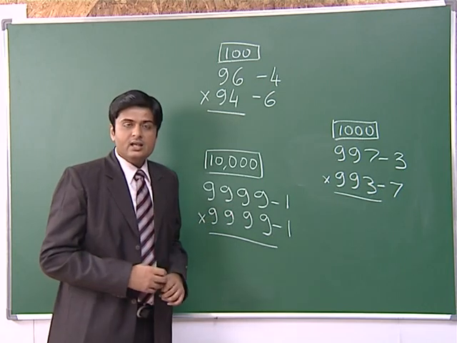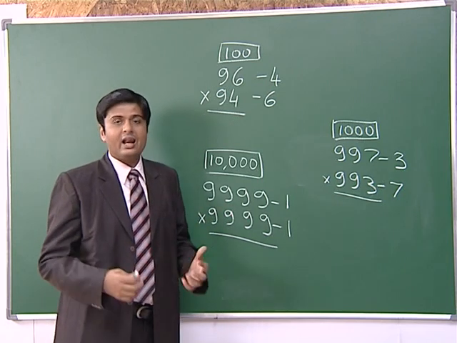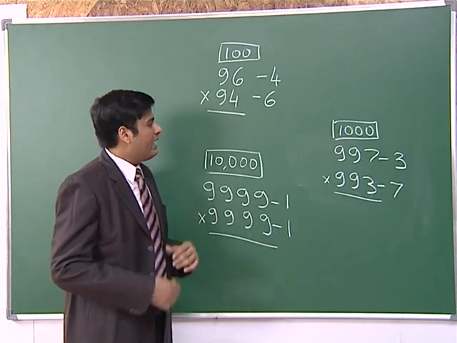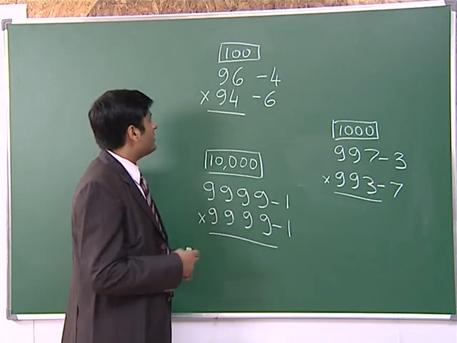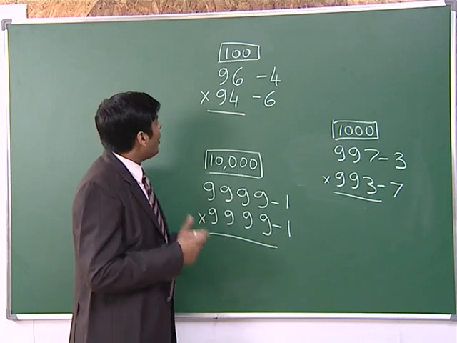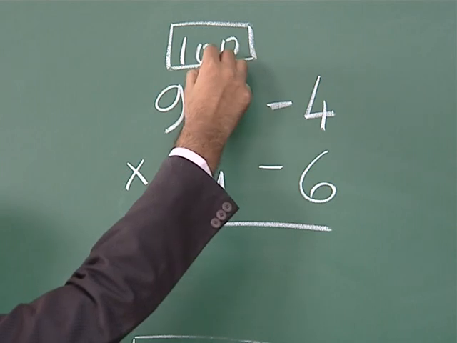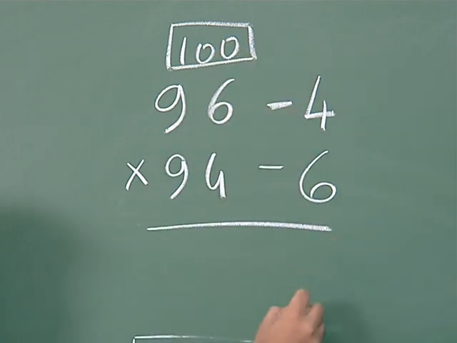Second step says I have to find out the digits in the right part. Answer will be obtained in two parts, left and right. I have to find out how many digits will be there in the right part. How do I find out? It's very simple. There are 2 zeros in 100, so right part will be a 2-digit answer.